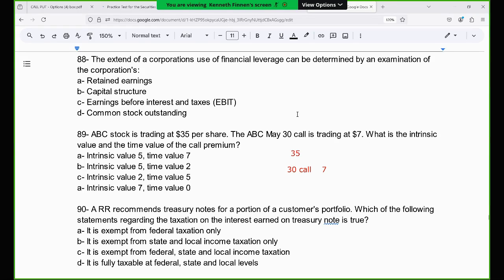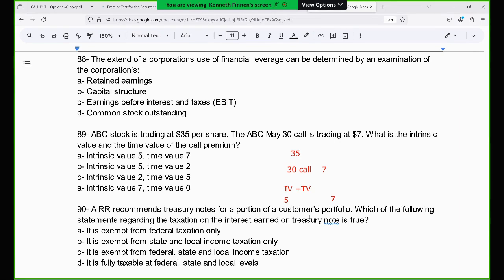So what answer again? B. Okay, can you repeat that? I don't understand how the time value came up to 2. So what's the premium? It's 7. Okay. So we know that premium is intrinsic plus time value. So what's the intrinsic value? The intrinsic value is 5. 35. Oh, the top. Okay. So if intrinsic value is 5, and the premium is 7, what's the difference? Oh, 2. Okay. Right. That makes sense?